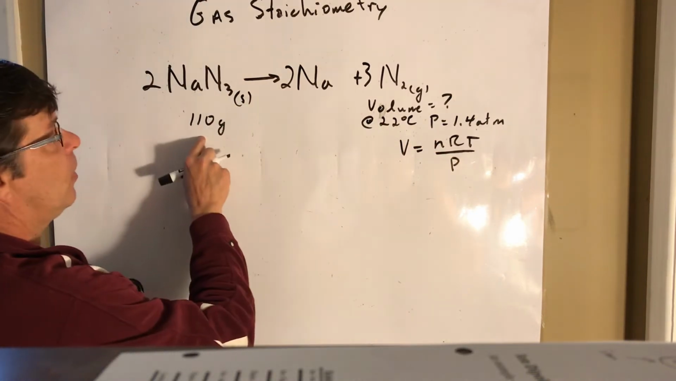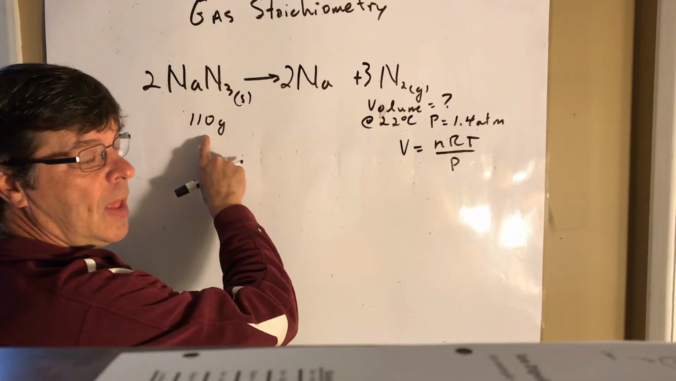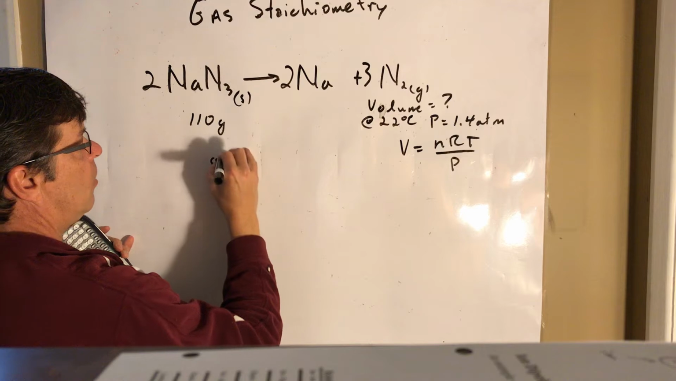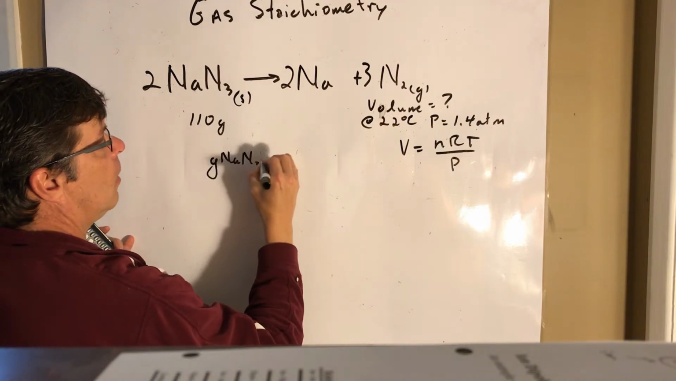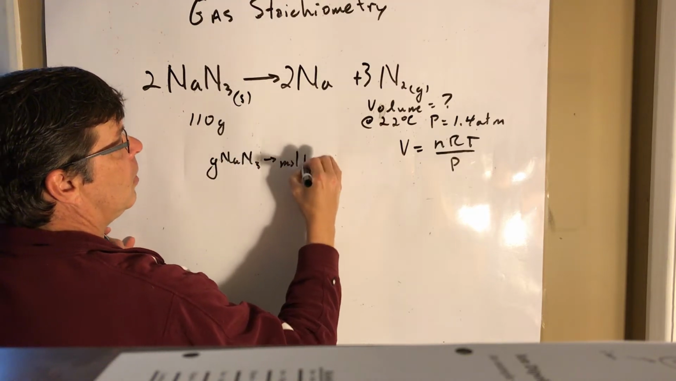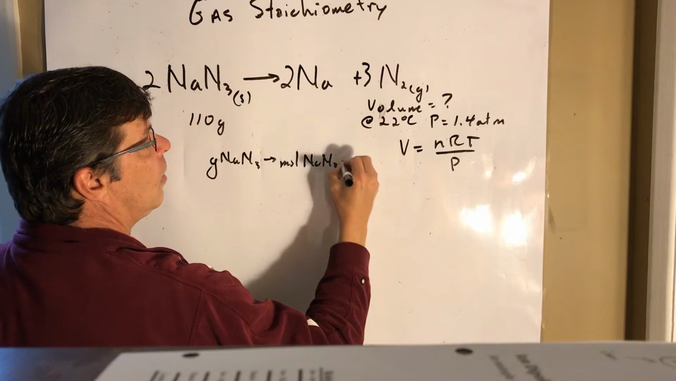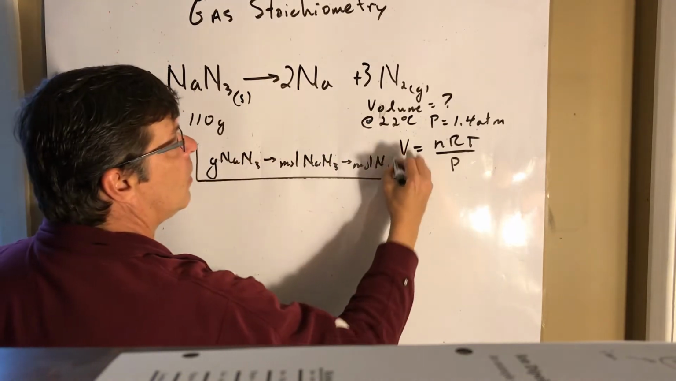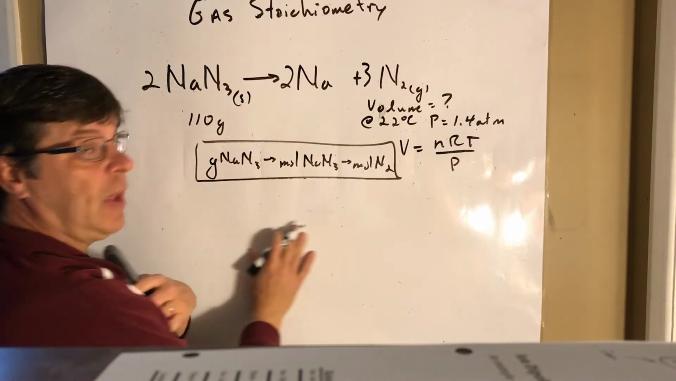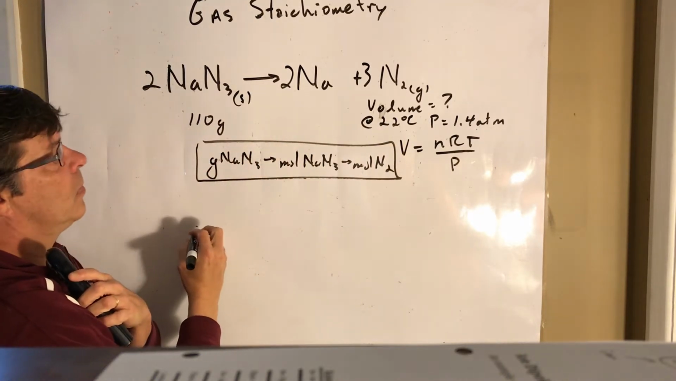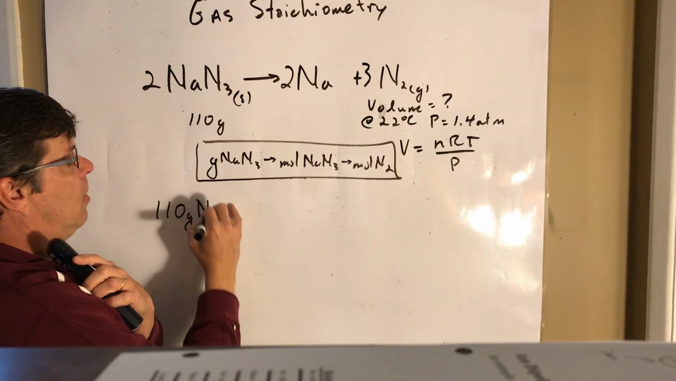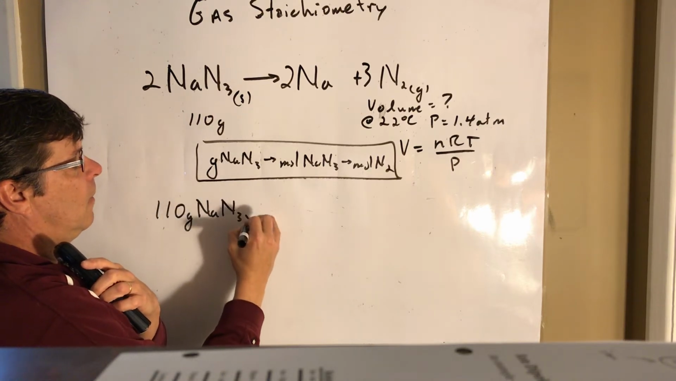So what we'll do is we'll convert this to moles and then to moles of nitrogen. So it's going to look like this. So grams of sodium azide to moles of sodium azide to moles of nitrogen. So that's the path we're taking. Okay, so let's start with 110 grams of sodium azide.